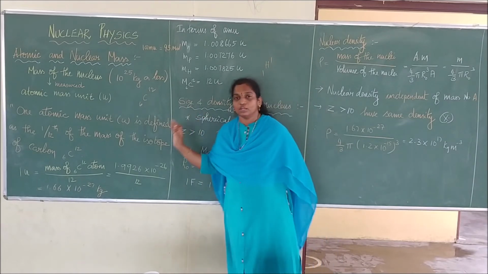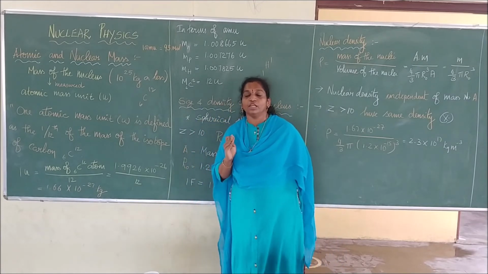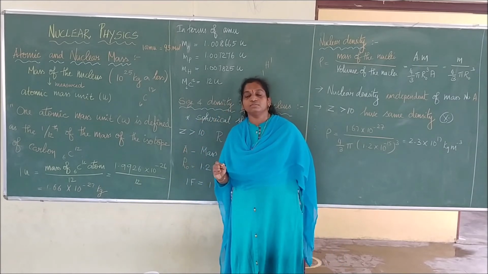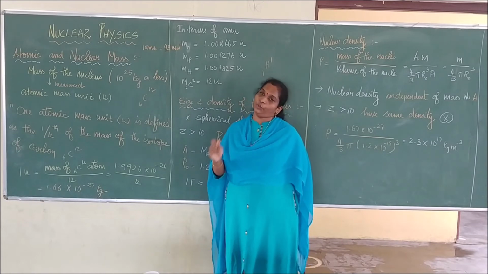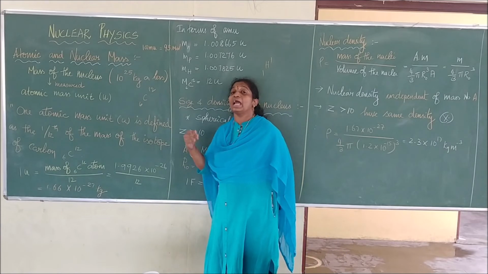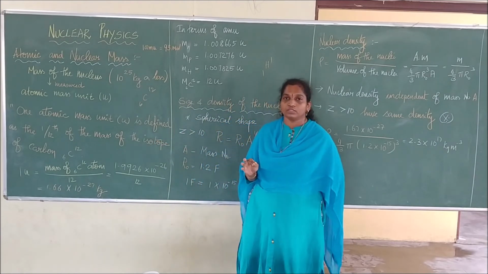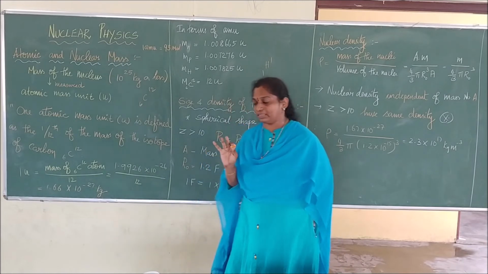Is it clear what an atomic mass unit is? It is a convenient unit used to represent the mass of an atom or a nucleus. Both results are the same, so we do not separate atomic mass and nuclear mass. Commonly we call it atomic and nuclear mass.